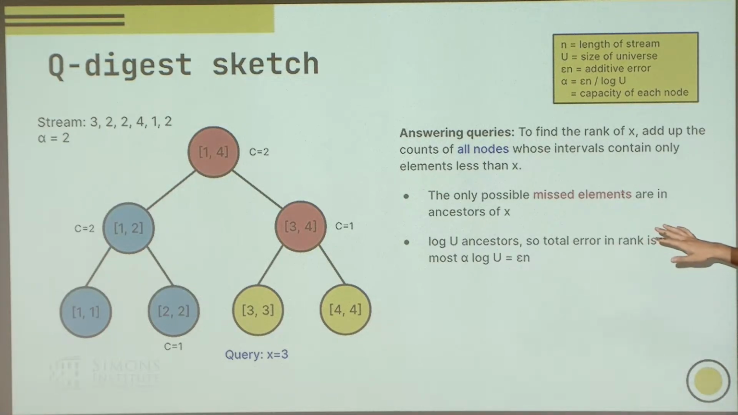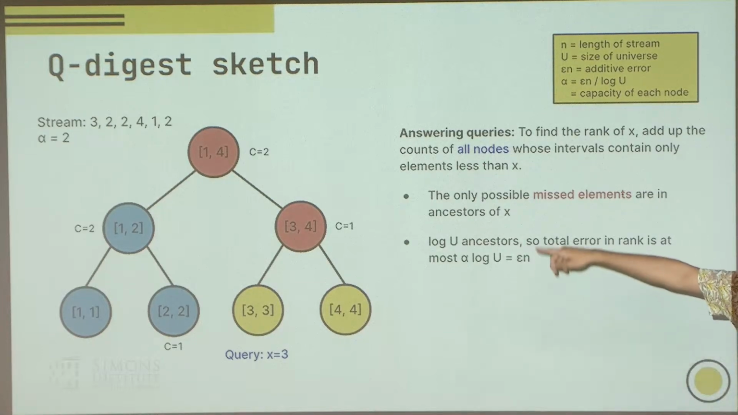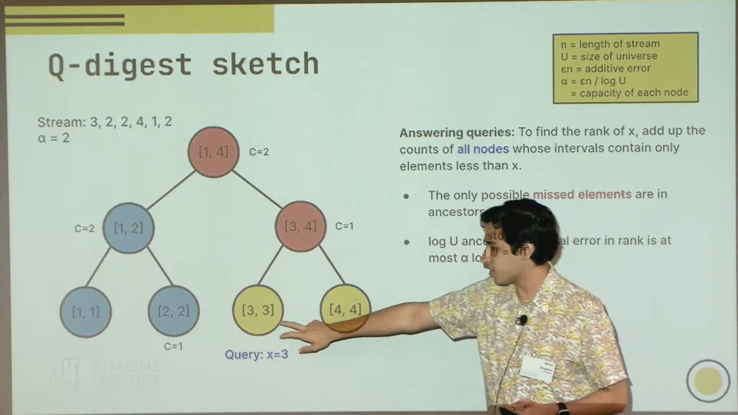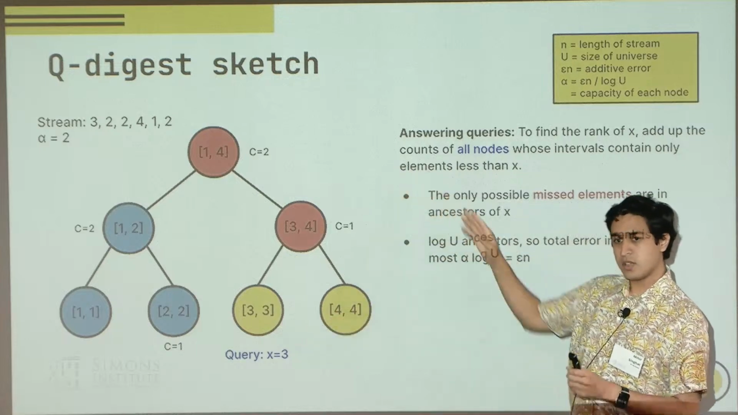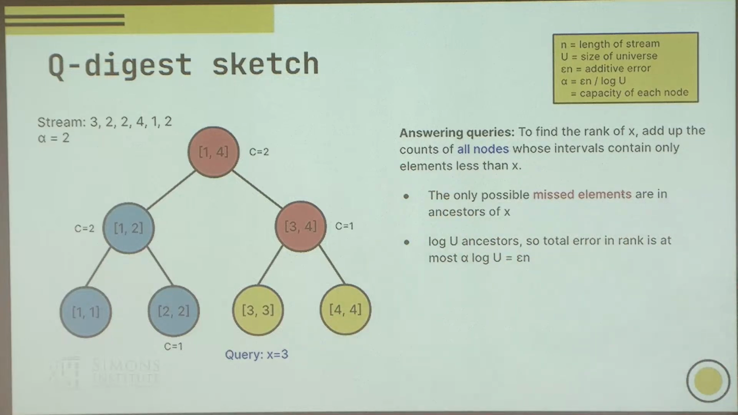Right, there are some nodes that contain both elements that were less than x and also elements that were greater than x. And for those, we didn't know whether to count them or not, so we just didn't count them here. But all those nodes must contain x, so they must be strict ancestors of x in the tree. So if you draw the path up from the queried node, those are the only nodes that might contain elements that you can miss.